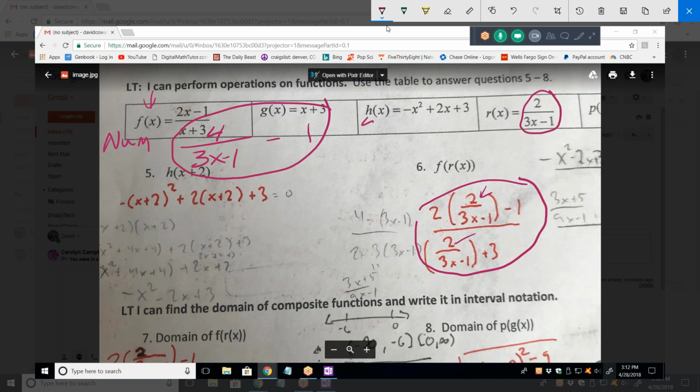Okay. So we got 4 over 3x minus 1. What's the second term going to be? We know the denominator's got to be 3x minus 1. What's the numerator got to be? 3x minus 1. Now, operate on that whole thing. What do you get?